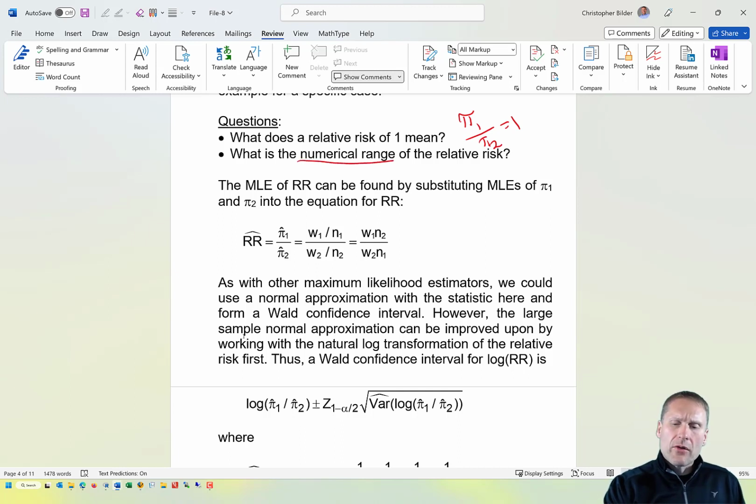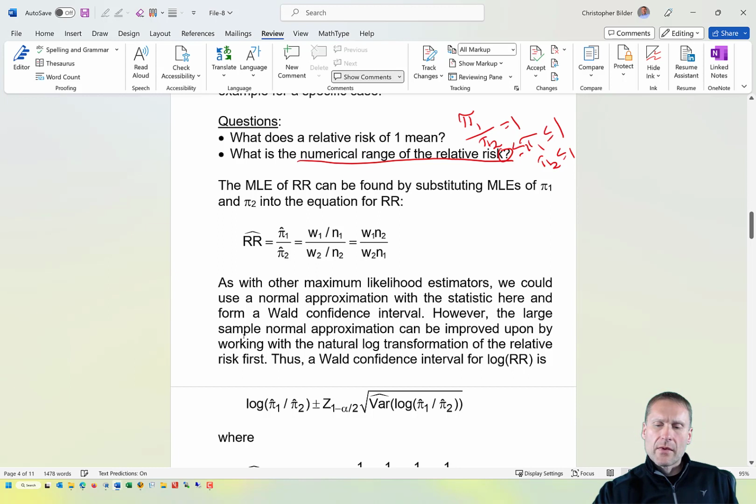What is the numerical range of the relative risk? Well, we know that pi 1 is between 0 and 1, as is pi 2. So that means when I take pi 1 divided by pi 2, of course, this has to be greater than or equal to 0. So my bottom bound is 0. Well, what's my highest possible value? Is it 1? Well, no, because again, I could have maybe pi 1 being greater than pi 2.